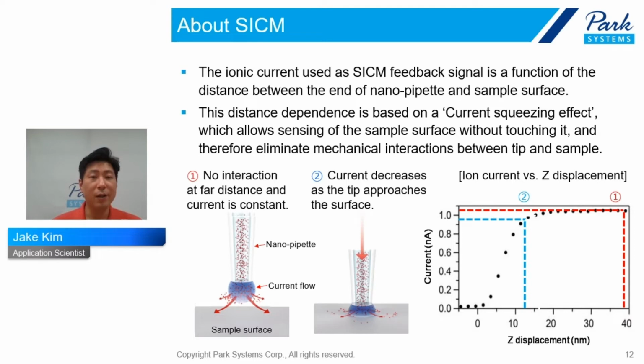Detecting the ion current signal, SICM can operate with accurate feedback without pipette to sample surface contact. During imaging, the ion current signal is always maintained at only about 1 or 2% current reduction, keeping the distance by the feedback system.